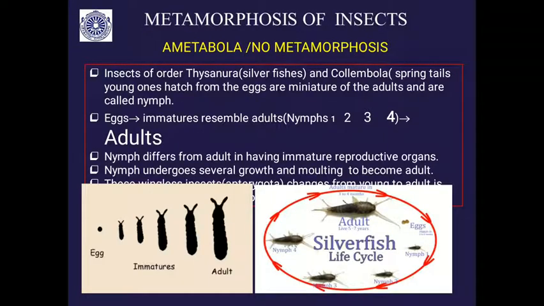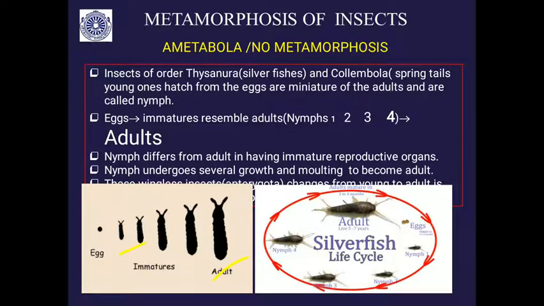So, ametabola, where there is no metamorphosis. Insects of the order Thysanura, that is the silverfish, you know these silverfish that you find in your old books. Then in the order Collembola, that is the springtails, the young ones that hatch from the egg are miniatures of the adults and are called nymphs. This egg hatches into the larva. This larva is a miniature of the adult. The only difference is in the size. So, they are called nymphs.